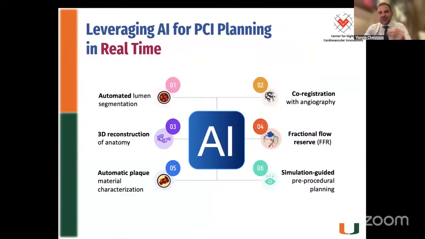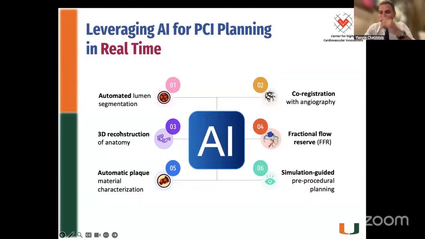It can leverage all this individualized anatomical, biological and physiological data in a very seamless way to help us plan in a time and cost-effective way. With AI, we can achieve automated lumen segmentation of intracoronary imaging, or any kind of imaging, in real time, at the point of care, ad hoc in the cath lab, co-registration with angiography, because we operate on the angiograms, not on IVUS or OCT consoles or CT scanners.